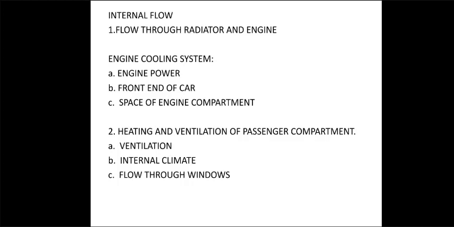Now second is heating and ventilation of the passenger compartment. Now in the heating and ventilation of the passenger compartment, the cooling air must be given a path in such a manner that the velocity of the air in front of the radiator is as uniform as possible. So now as I told you, if I am having a frontal area bigger and vertical radiator, so I am not covering the frontal area of the car much.